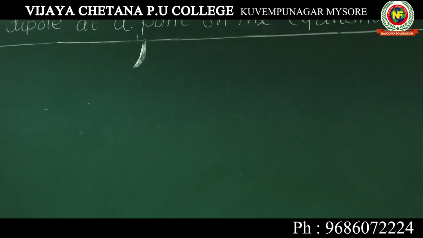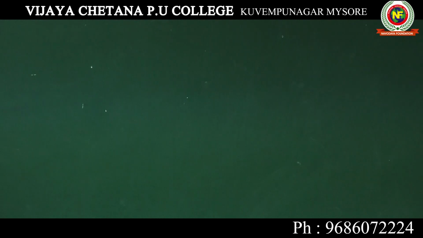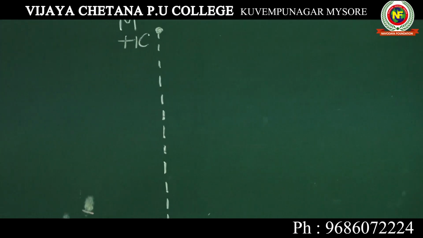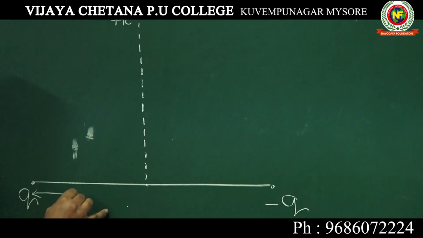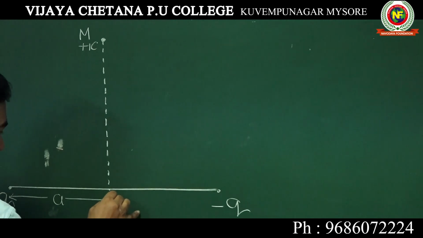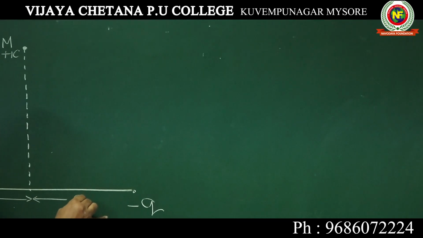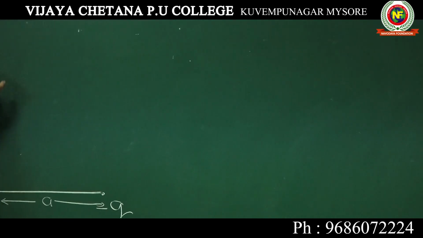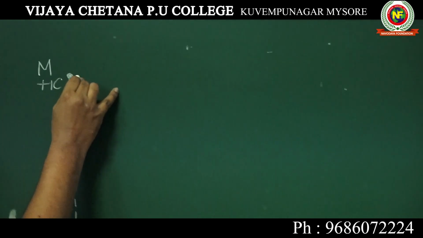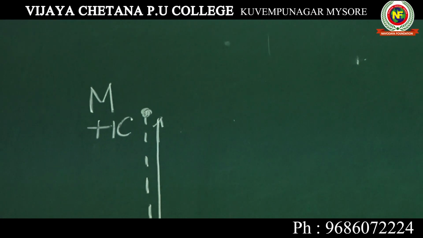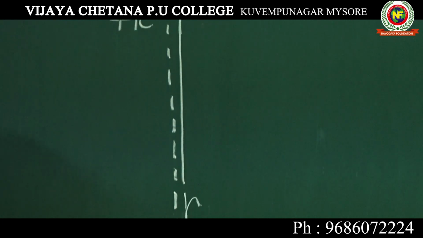So at some point here, I am interested to find out the field. There I keep a standard test charge of 1 coulomb. Now let us judge the interaction. See, this distance is a. This distance is another a. Now this is the equatorial line length. Length of the point should be measured from the center of the dipole. Let it be equal to some r.